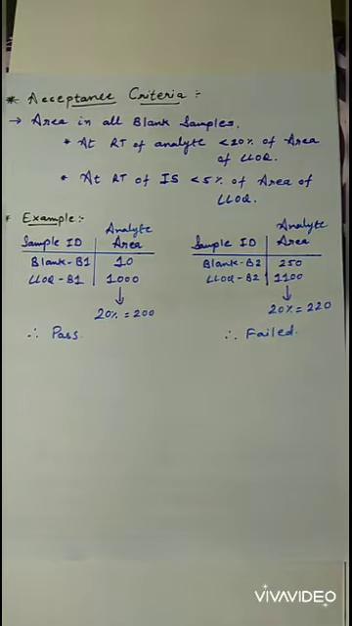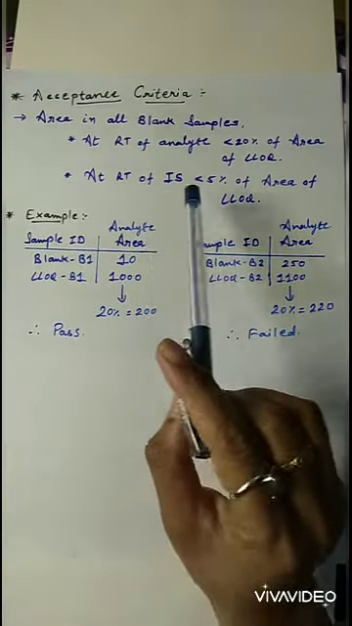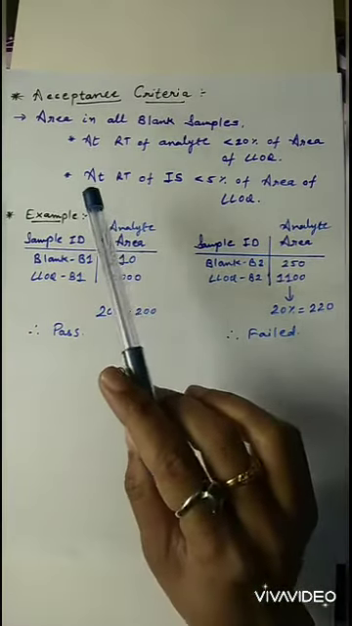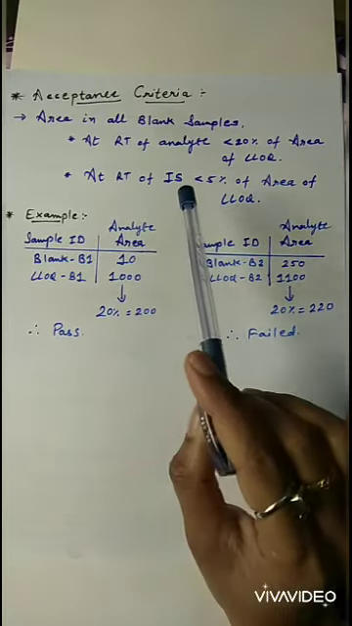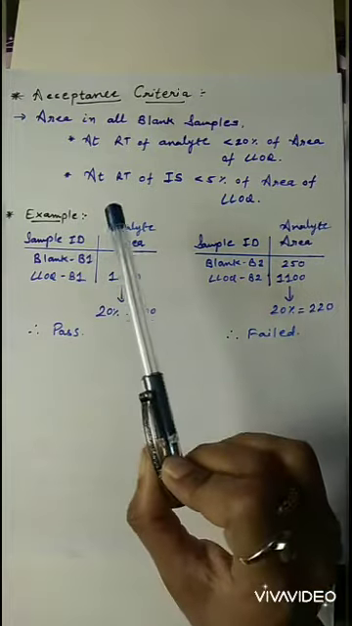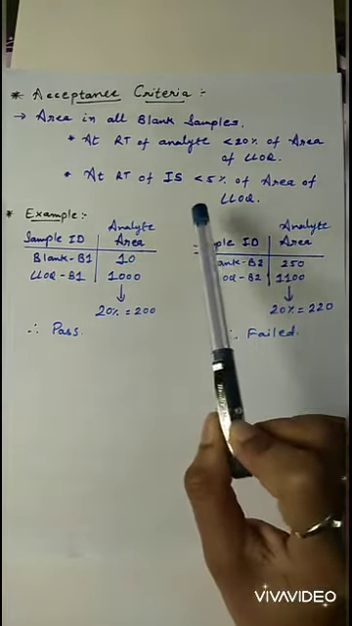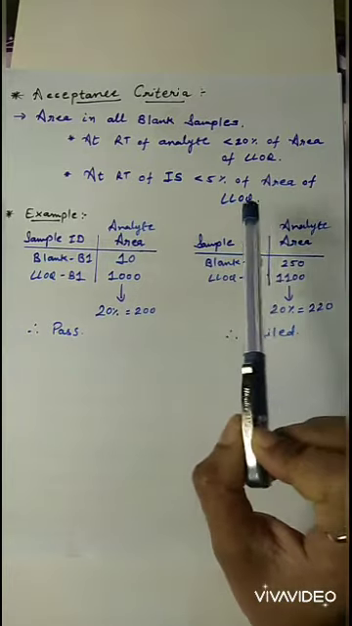Now we look at the acceptance criteria. We check the area in all blank samples. The area at the RT, meaning retention time, of the analyte should be less than 20% of the area of LLOQ, and the area at the RT of the internal standard should be less than 5% of the area of LLOQ.